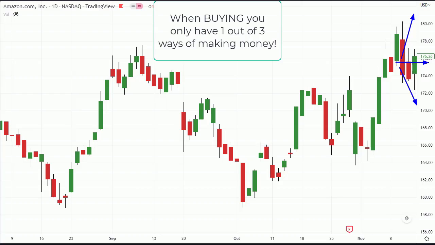We're talking about statistics, probabilities. Those are not good odds. I don't want a 1 out of 3 way of making money. And again, this is just pure stats aside from any other indicators or things that we may be using, which we will use. So that's no bueno. We don't want that. We don't like that.